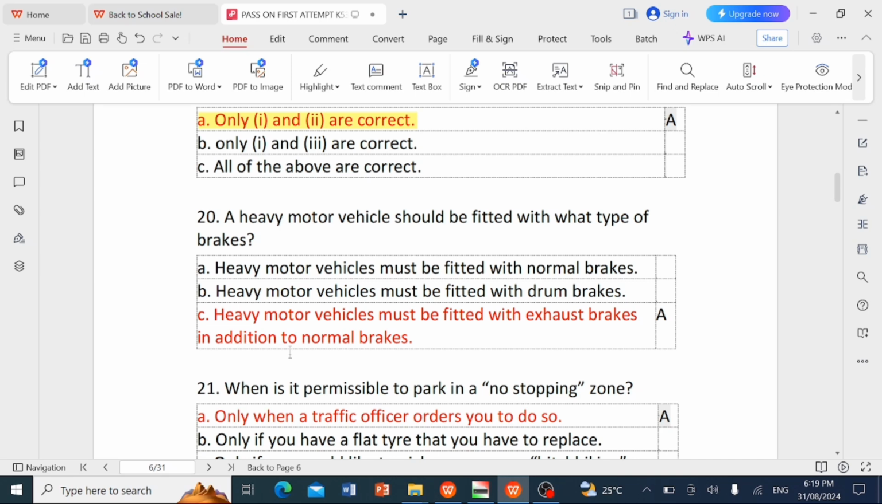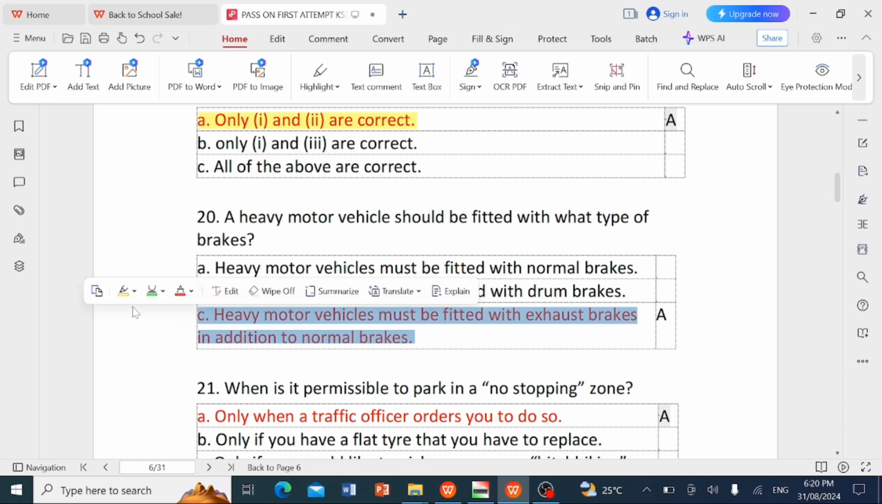Okay, number 20. A heavy vehicle should be fitted with what type of brakes? A. A heavy vehicle must be fitted with normal brakes. B. A heavy vehicle must be fitted with drum brakes. C. A heavy vehicle must be fitted with exhaust brakes in addition to normal brakes. So because this one is a heavy vehicle, it needs more braking power to bring that large vehicle to a complete stop. So a heavy vehicle must be fitted with exhaust brakes and normal brakes. So they actually need 2 types of brakes in order to stop this vehicle.